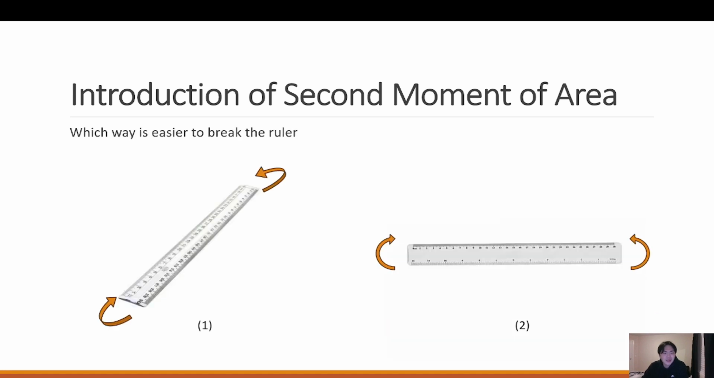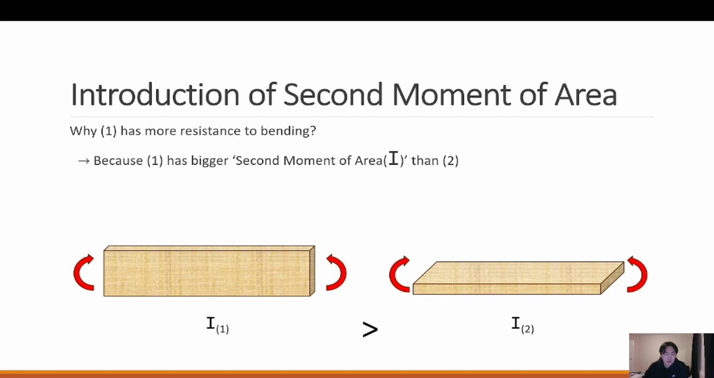Okay, let me try with another question. Now you're gonna break a ruler by bending each end. And which way is easier for you to break the ruler? I guess you already know the answer because you just try and see which one is easy immediately, right? But why? Why does a section with longer edge have more resistance to bending? It's because the section has bigger second moment of area than the one with shorter edge.